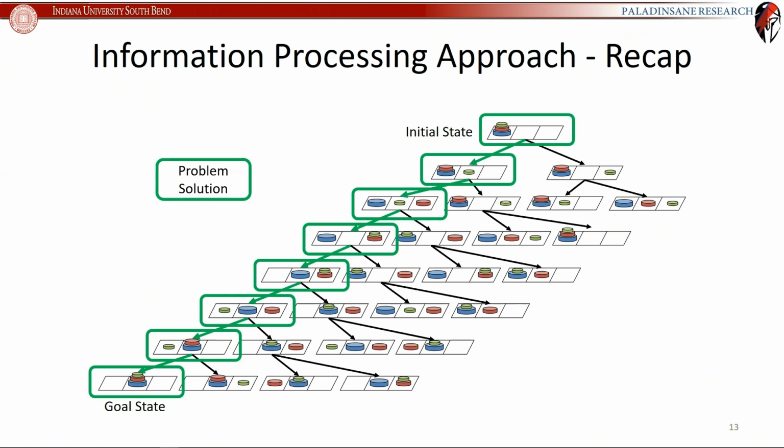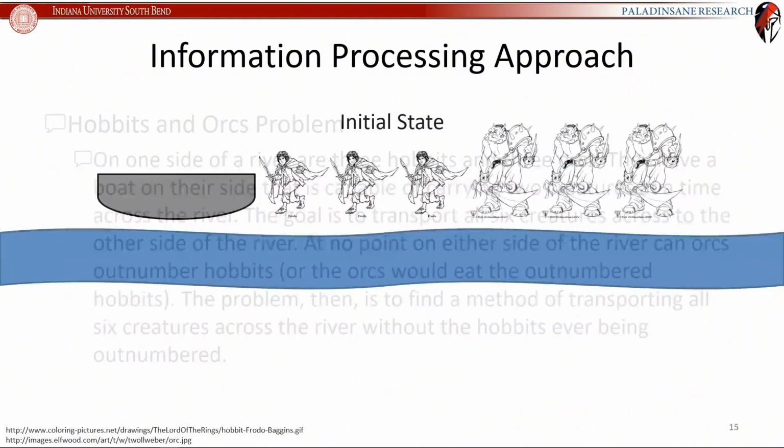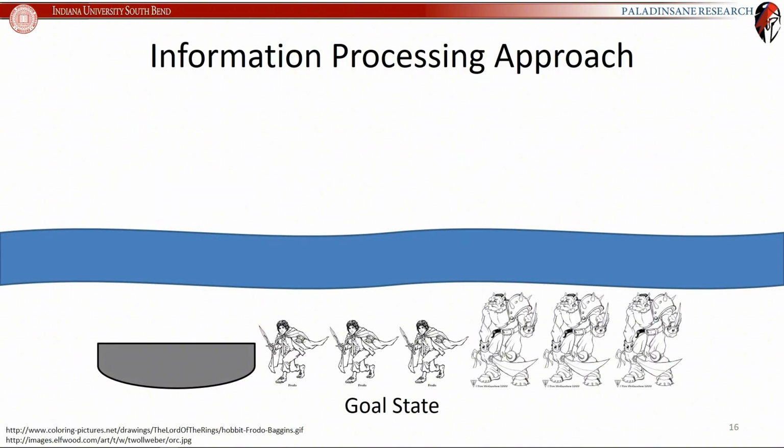All right, and then we introduced the hobbits and orcs problem last time, where you have 3 hobbits and 3 orcs on one side of a river, and there's a boat on that side of the river, and the boat can hold at most 2 individuals. And your goal in this problem is to get the hobbits and the orcs from one side of the river to the other side of the river.